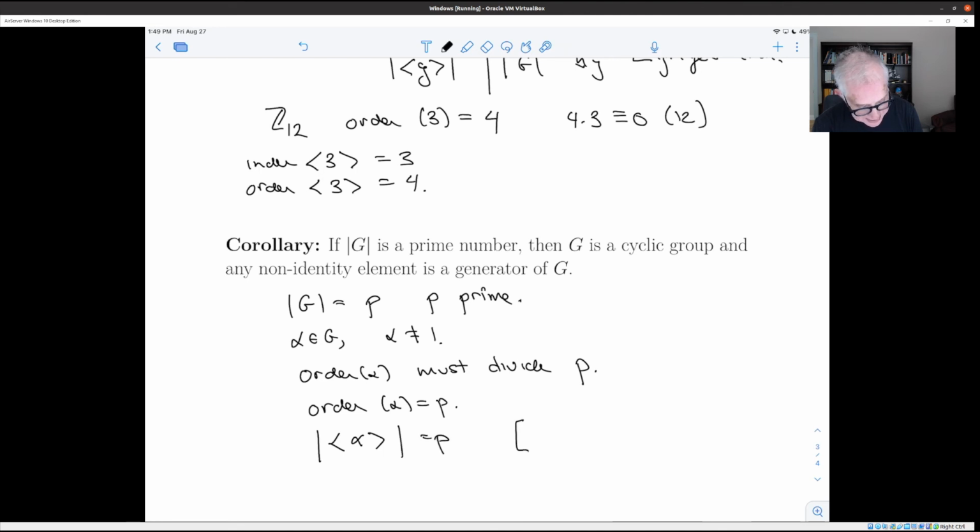And the index can only be 1. And what does that mean? It means there's only one coset, and that coset is the subgroup itself. In other words, G is the group generated by alpha. So a group with a prime number of elements is automatically cyclic, and it's more or less a copy of Z mod p.